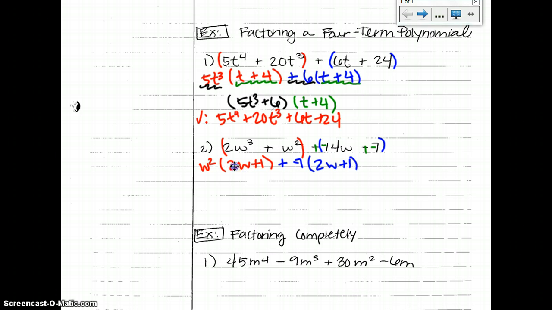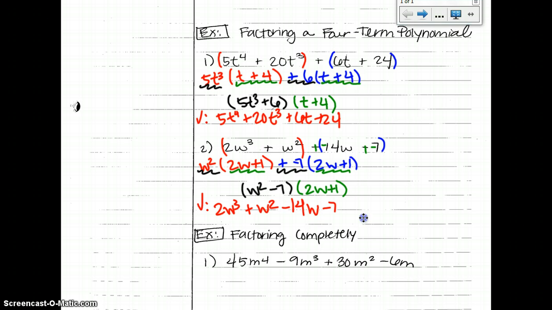Okay, let's go ahead and combine these. We have the 2w plus 1 in common. Then we are going to add w squared plus a negative 7, or simply w squared minus 7. And let's check this out. 2w to the 3rd plus w squared minus 14w minus 7, and it works.